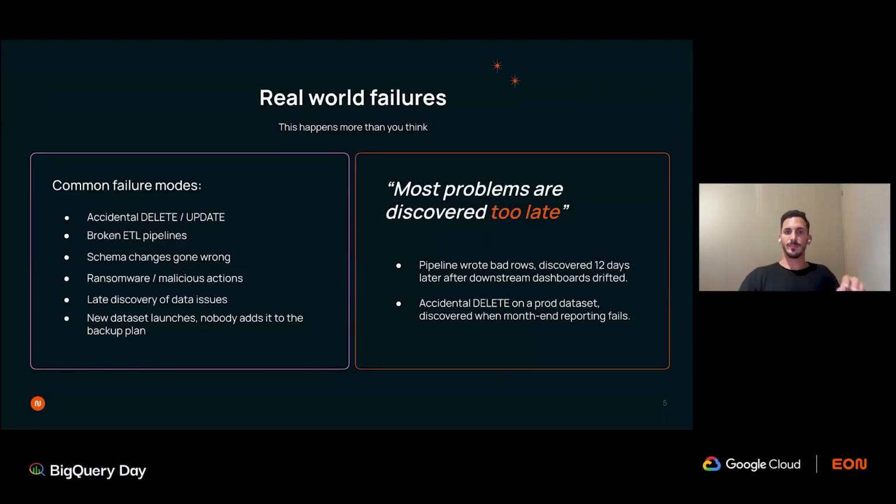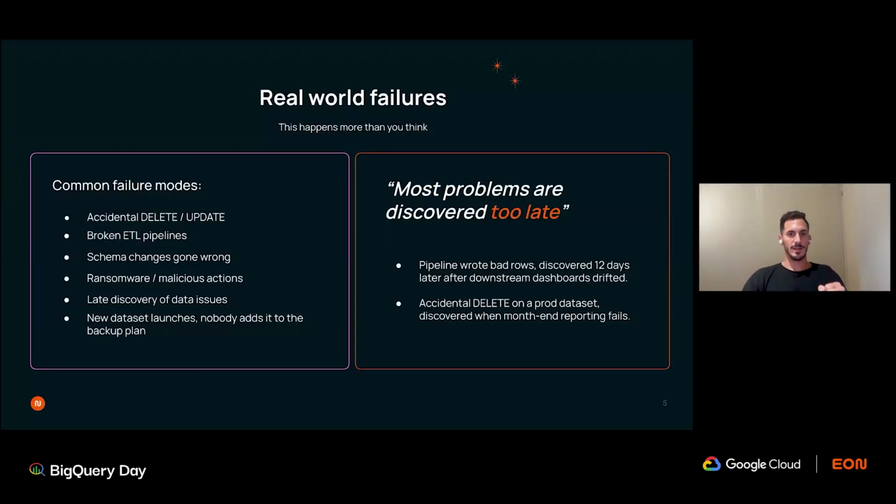And here's the part that people do not like to talk about. This is normal. No edge cases, no rare incident. This is what real production environments look like. And usually it's not that dramatic. It's just a small mistake with very large consequences. It's an engineer who ran a delete against the wrong workload. It's a pipeline deployment that quietly duplicates transactions. It's a schema change that shifts a join key and corrupts downstream analytics. Or it's just a new dataset that gets created during a launch and never gets added to any backup policy.